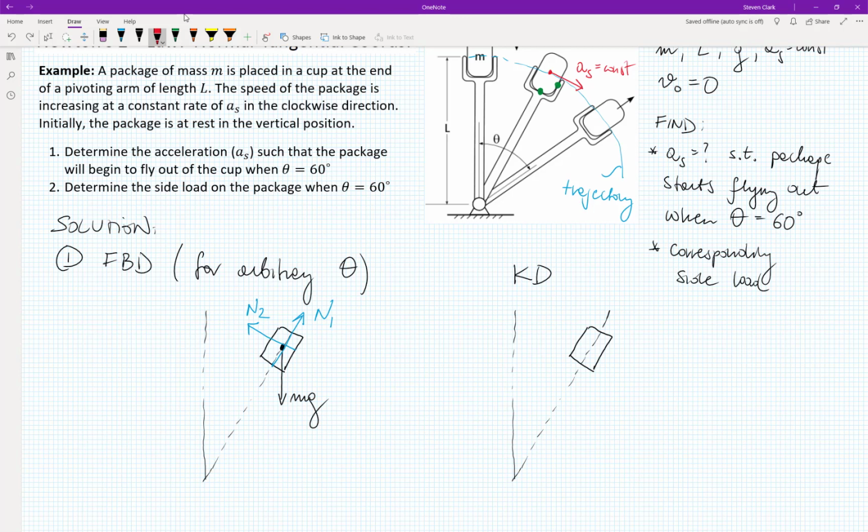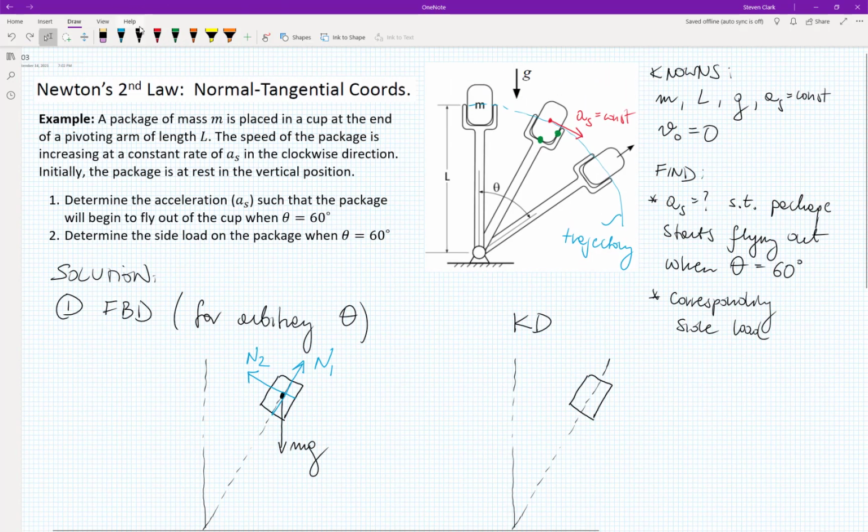Let's go back to our solution. So we are done with all the forces on our free body diagram. Now let's see what we can introduce on the kinetic diagram. I believe that Professor Zinn told us that we should solve that problem in a normal-tangential coordinate system. Let's follow his suggestion. Why not? So we're going to do NT.